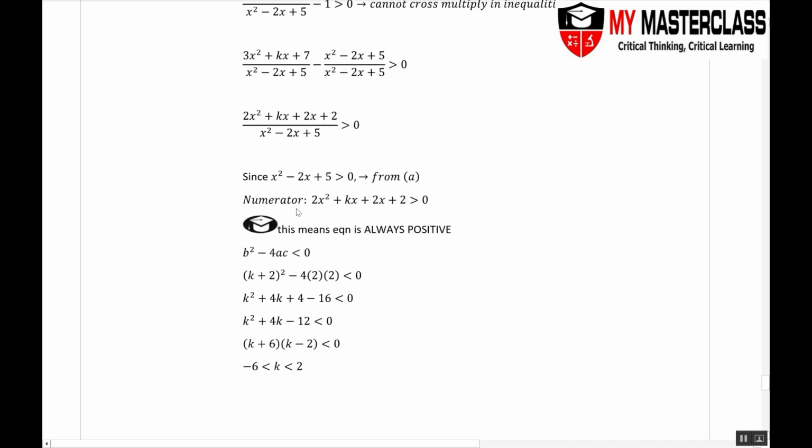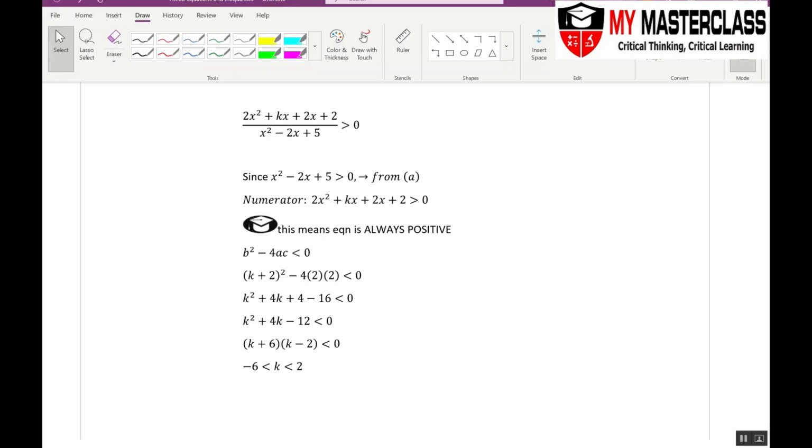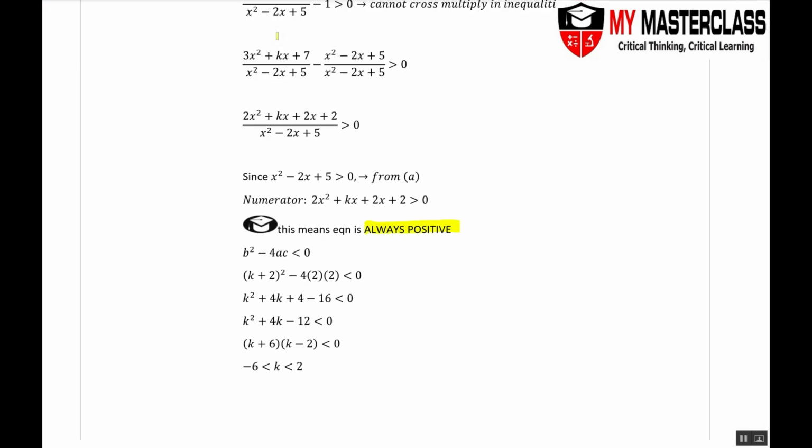So now that you have this inequality, this expression means that this equation is always more than 0, right? That means always positive. So always positive, you apply the same rule again. Okay, b squared minus 4ac less than 0. Then sub in your terms, and then solve for the inequality of k, like what we usually do. Okay, you end up with this final answer here.